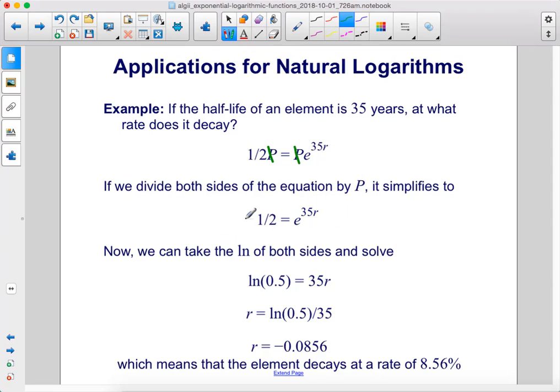Now we take the natural log of both sides and solve. Natural log of 0.5 equals the natural log of e to the 35r. Well, these cancel, leaving us with 35r. Then we just solve for r, plug this into our calculator, and we get r equals negative 0.0856, which means that the element decays at a rate of 8.56%.